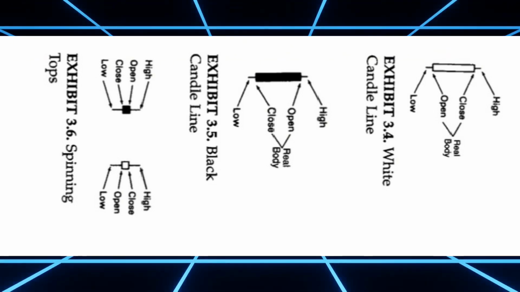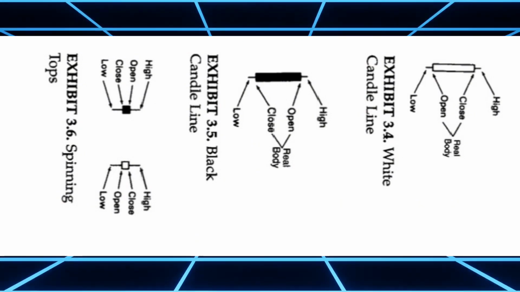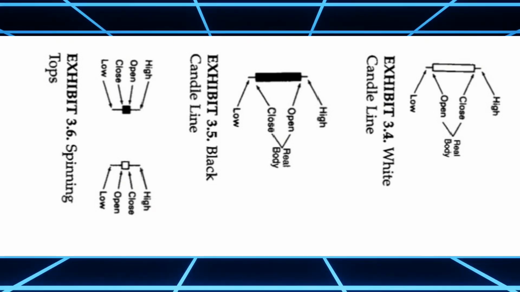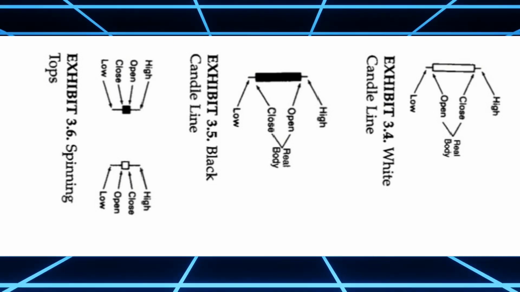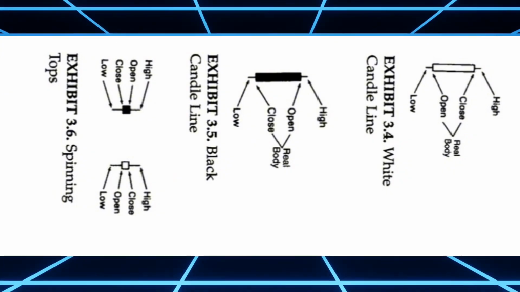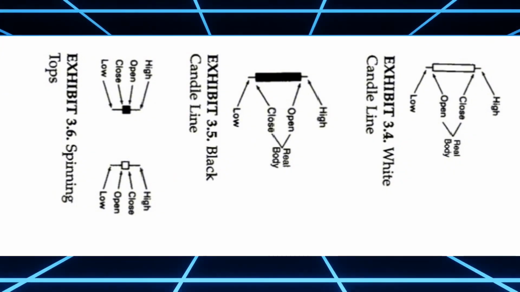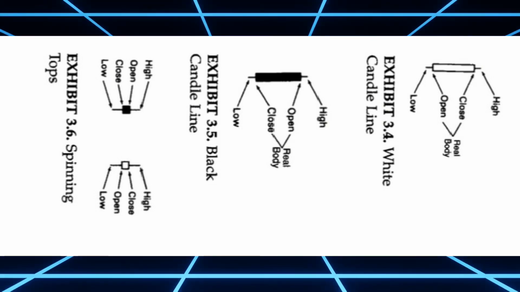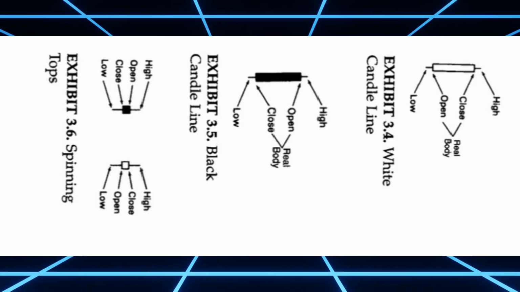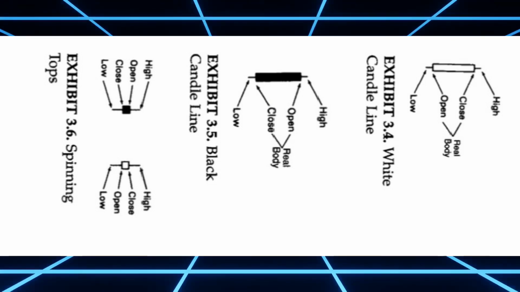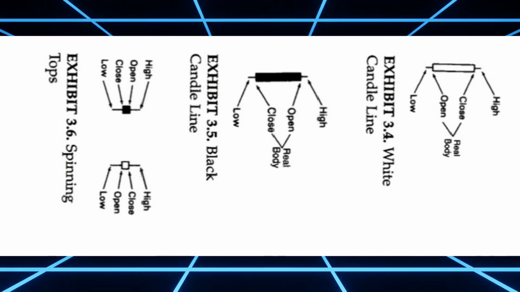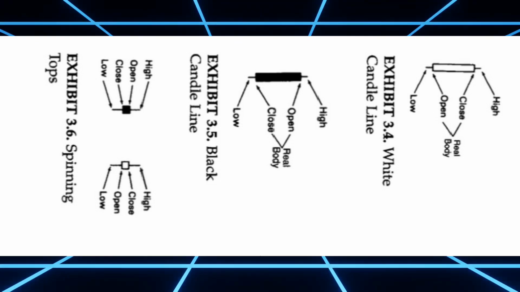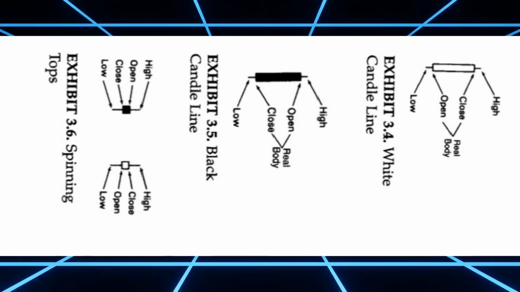Exhibit 3.6 shows examples of spinning tops. The lines illustrated in Exhibit 3.6 have upper and lower shadows, but the size of the shadows is not important. It's the small size of the real body that makes these spinning tops. Once again, the real body is the rectangular box. Spinning tops are components of candle formations, including morning and evening stars, harami, hammers, and others, terminology that will be discussed at length later.